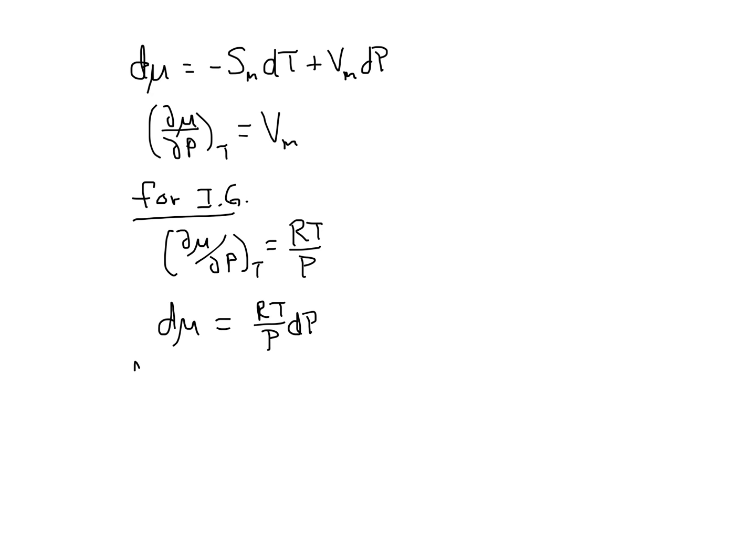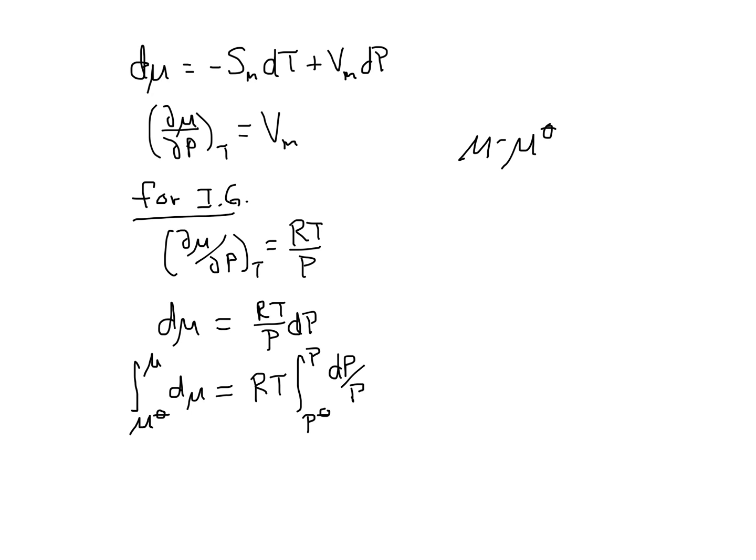If we now integrate from our reference state, standard state of 1 bar, to any other state, at a given temperature, so temperature being constant, we're going to integrate from our reference state of 1 bar to any other pressure, dP over P. We can write that the chemical potential minus the chemical potential in the standard state is equal to RT natural log of P over P standard.